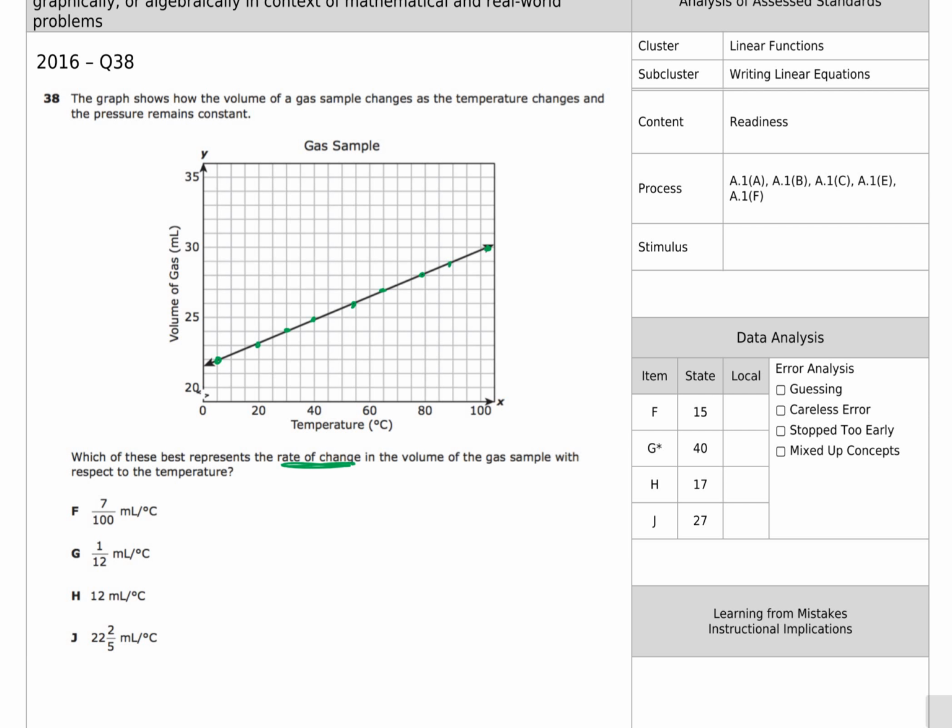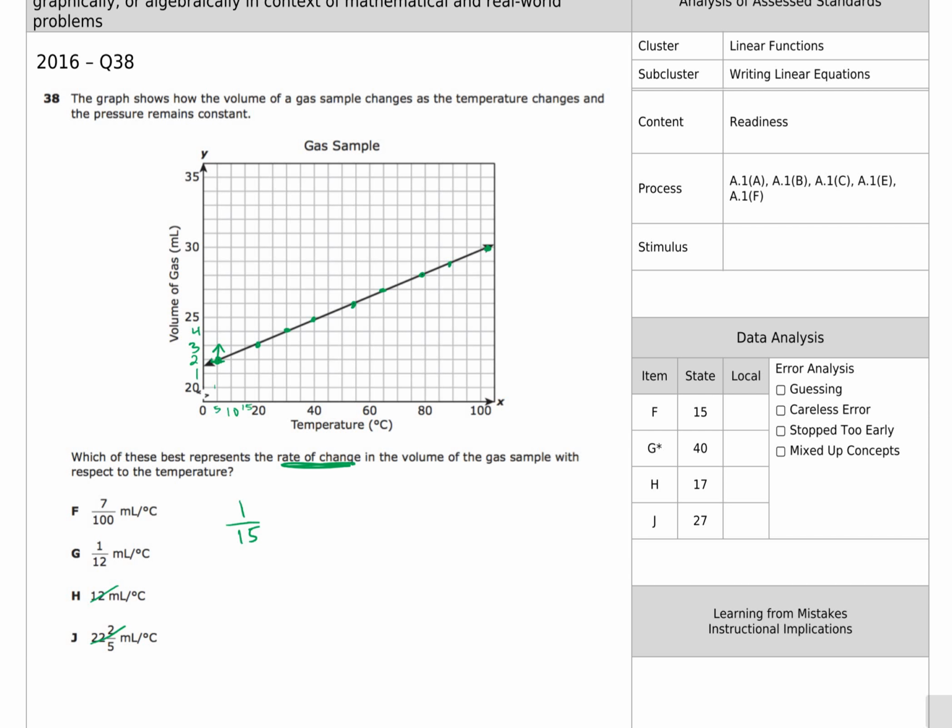This one went up. Well, we got to see what this is changing by. From 1, 2, 3, 4, 5. So these are each 1. So this would be from 22 up to 23. So that's rising 1 over. If this is 0 to 20, this has to be 10 in the middle, and then 5, and then 15. So it's going by 5. So that's 1 over 15. If we look at our answer choices, that's not even close to 12. It's not even close to 22.